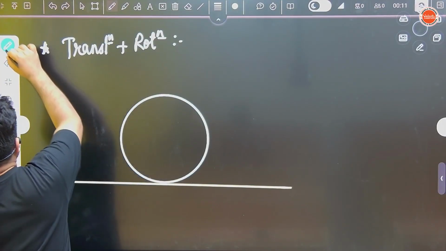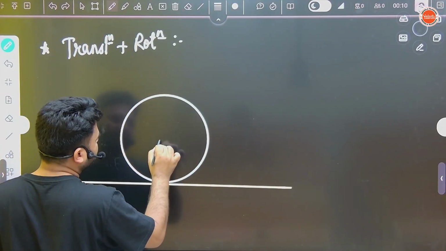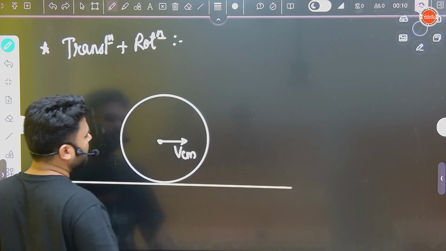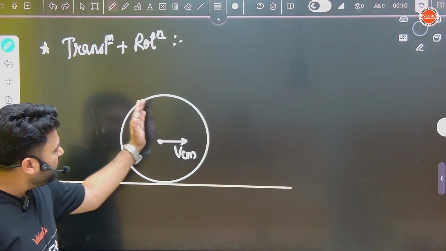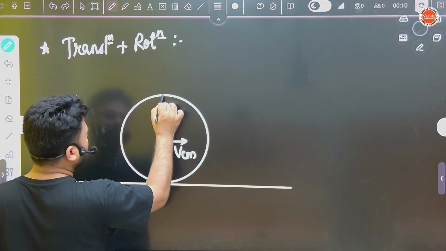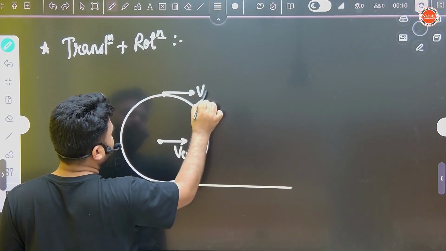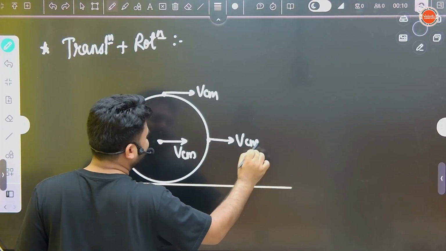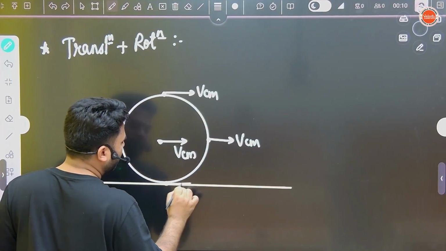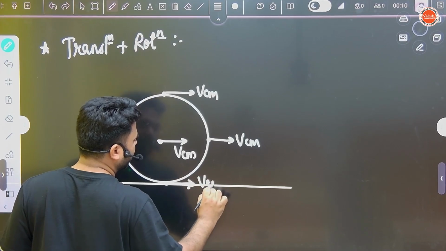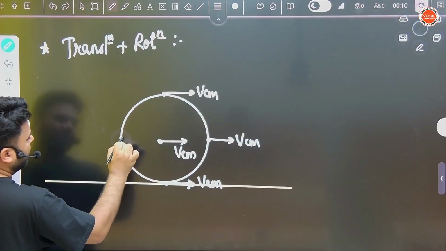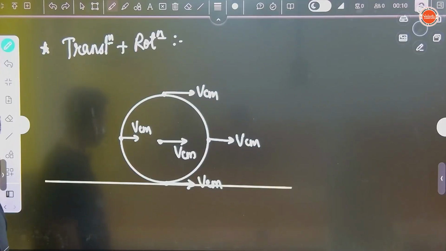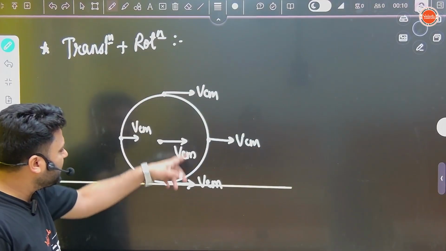Suppose the disk is moving forward with some speed VCM. This is the velocity of center of mass. Since it is performing translation motion, all the points will move with the same velocity. This will also be VCM. This point will also move with VCM, because in translation motion all the points move in the same direction with the same velocity, VCM. Here also, if someone asks, VCM.